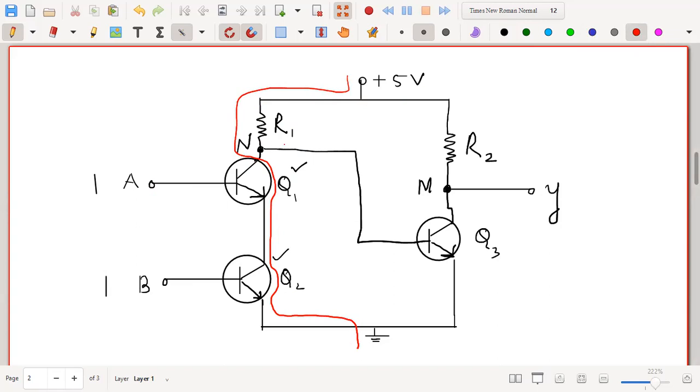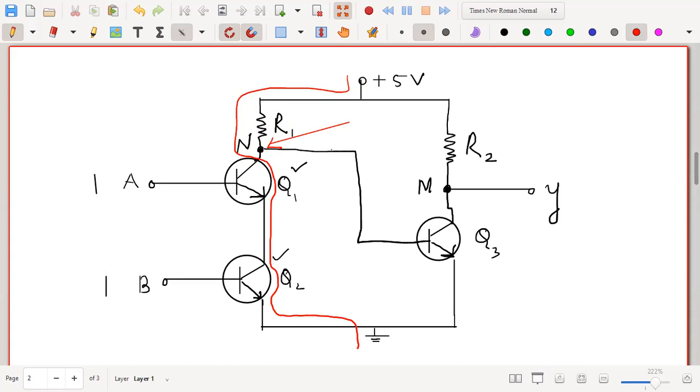That means what happens now? You see this point N very carefully. Since the current is flowing, all the voltage would be dropped across R1, and nothing would appear at this point. That means the point N is at zero potential, because the current is flowing through these transistors and all the voltage is dropped across R1. So nothing would appear across this point N. So this point is at zero potential.